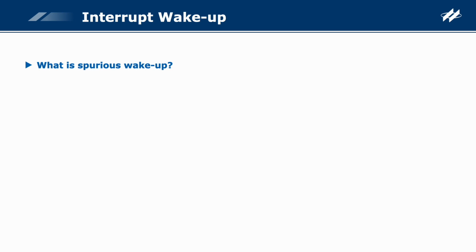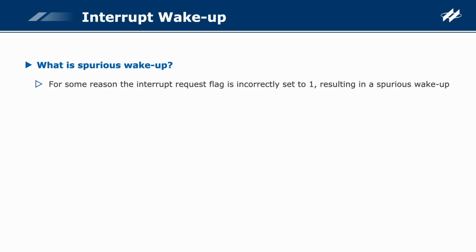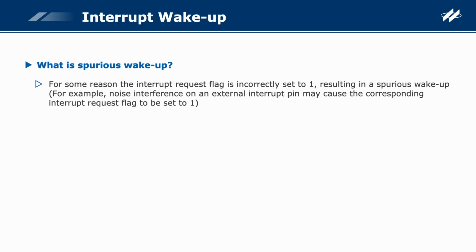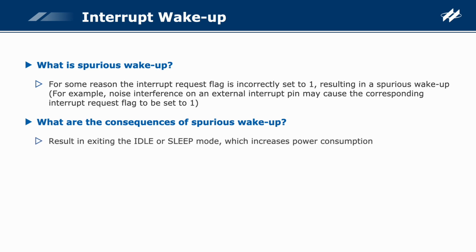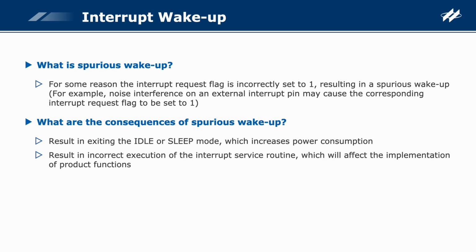Sometimes, spurious wake-up situations may occur. For some reason, the interrupt request flag is incorrectly set to 1, resulting in a spurious wake-up. For example, noise interference on an external interrupt pin may cause the corresponding interrupt request flag to be set to 1, resulting in the generation of a spurious wake-up. What are the consequences of spurious wake-up? It causes the CPU to wake up and exit the idle or sleep mode, which increases power consumption. It results in incorrect execution of the interrupt service routine, which will affect the implementation of product functions.